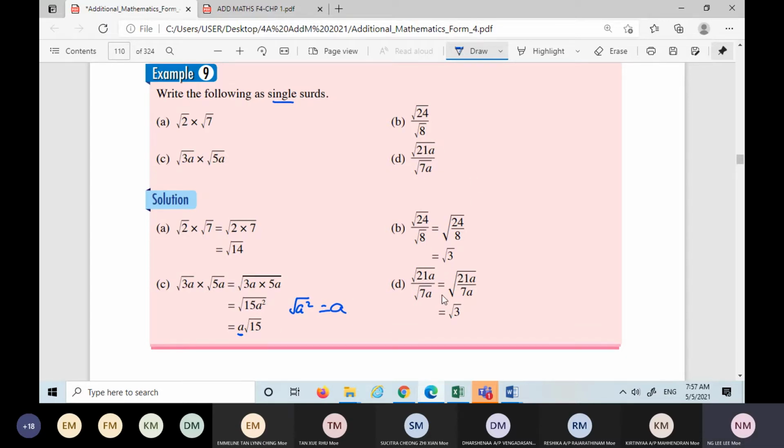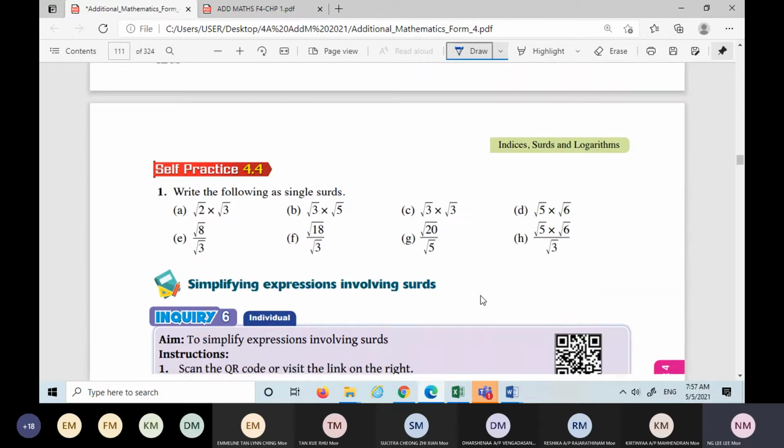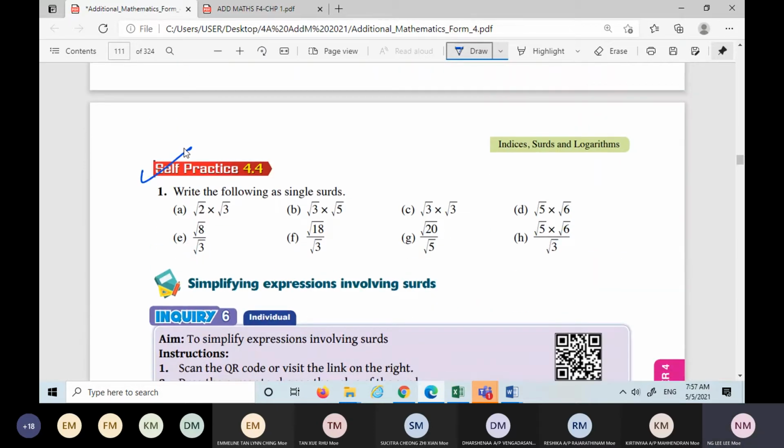This one, same thing. You put a big square root, and then inside is 21A over 7A. Whatever you can simplify, divide by 7, you get 3. Therefore the answer is square root of 3. I think this one is quite easy. So this one is also your homework for today.